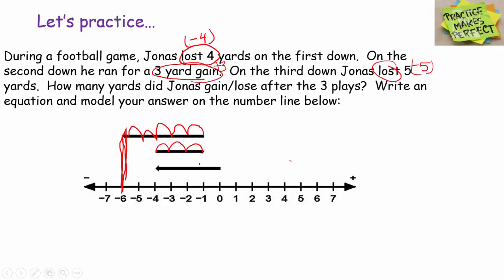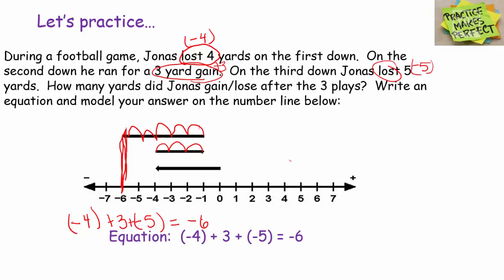So now let's write an equation. First, Jonas lost 4 yards, and in the word problem, we wrote down -4, the number -4. Then we said he gained 3 yards, so we're going to add 3. Then it says he lost 5 more yards. So what will my answer be? Right where my last vector left off, which is a -6. There it is. It matches up with what I just did. Woohoo! I got it right. Okay, let's try the next one.